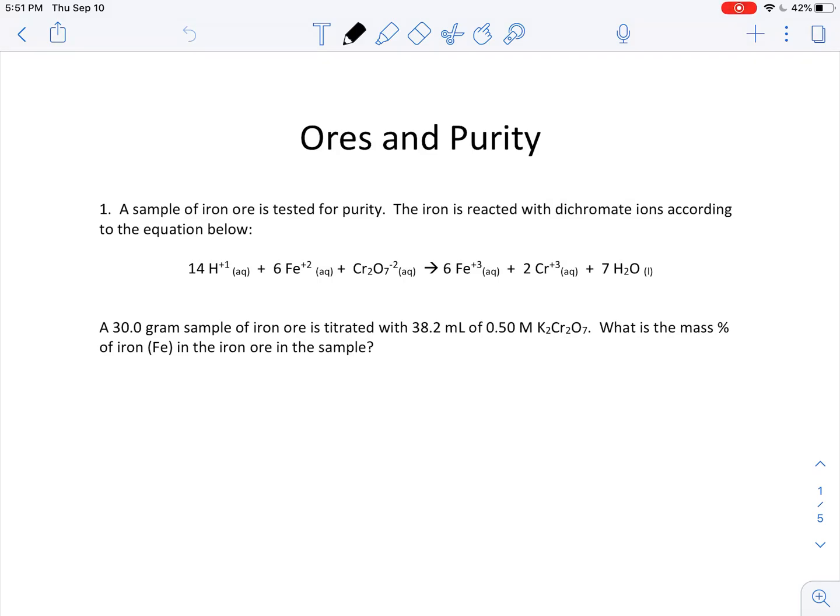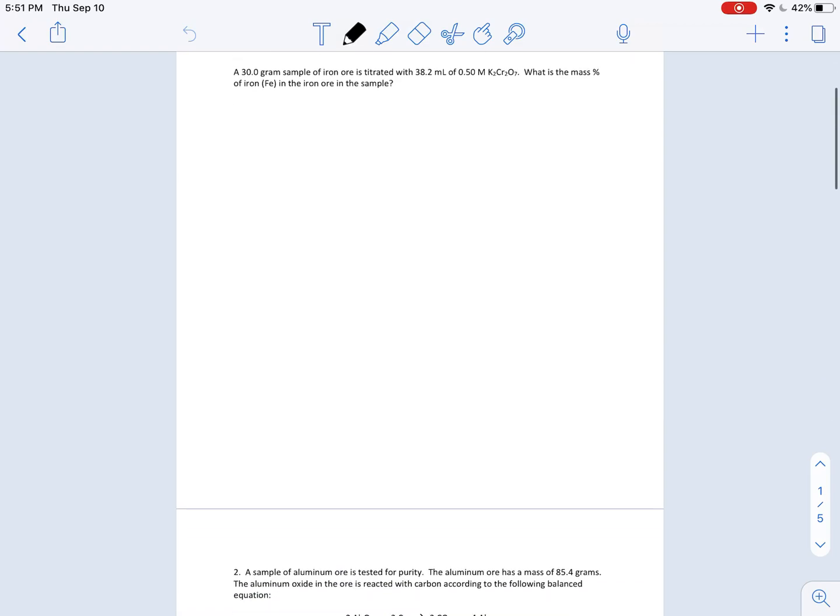All right, here we are with ores and purity. So remember that this is going to kind of be like percent yield, except that it's going to be in reverse. What they're going to do here is give you the total, and you're going to have to figure out what the part is here.